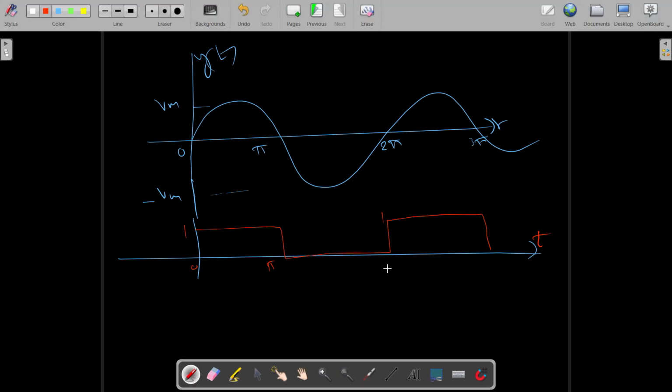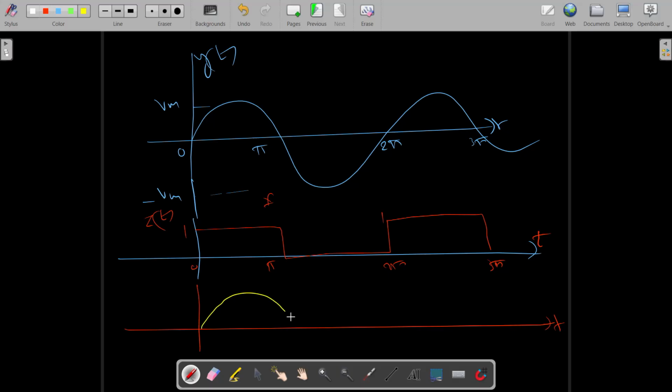Okay, so take this pulse signal, 2 pi, 3 pi, and multiply it with this, y of t. So this is called z of t. If you multiply these two, this is the signal we are going to get. Okay, so this is 0, this is pi, this is 2 pi, this is 3 pi, and so on, right? This is going to be Vm.